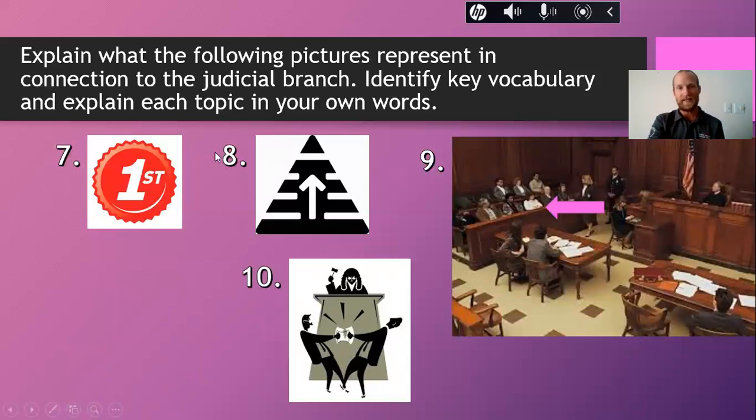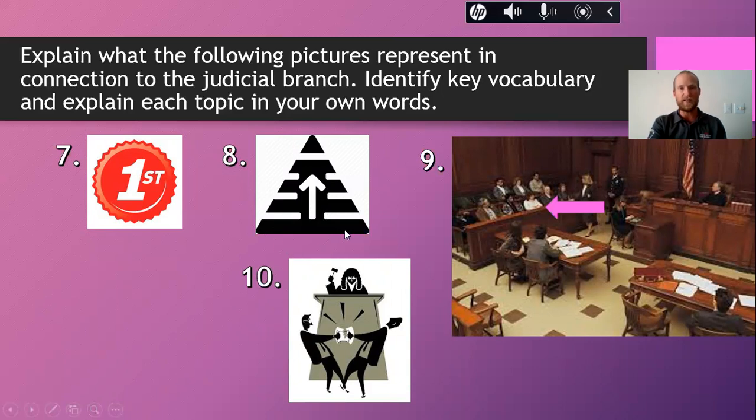Number 8 is the other type of jurisdiction we talked about, appellate jurisdiction. Another perfectly acceptable answer for number 8 would be appeal. An appeal is when you lose a court case and you make a request to the next level of court, the next highest court, to review your case.